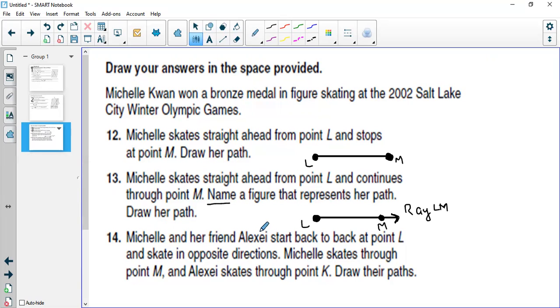Question number 14. Michelle and her friend Alexei start back to back. Now they're back to back at point L. So first let's draw point L. Let this be point L. They're starting back to back, means they're not facing each other. Their backs are touching each other. Okay, so point L, and they skate in opposite directions.